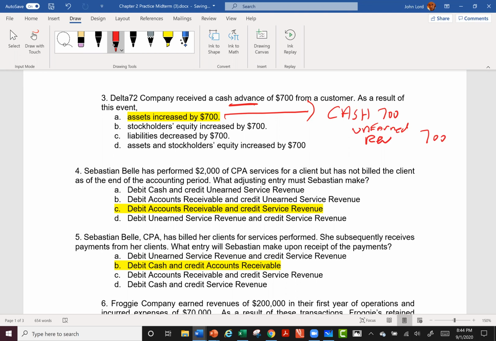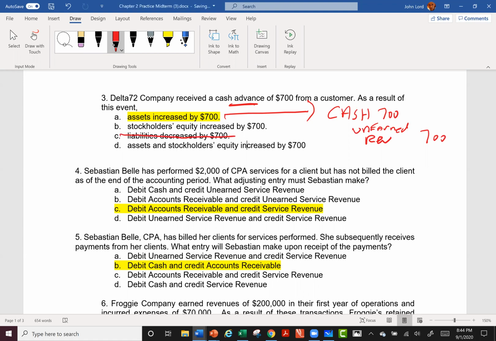Sorry to interrupt, is question C a trick answer then? Kind of? Liabilities decreased by 700? Well, I guess it's a trick. There's one right answer and three wrong answers, and if you want to call the wrong answers trick answers, then I guess they are. My bad, because liabilities didn't decrease, they increased, didn't they? Yeah, credited. Okay, so that's wrong.